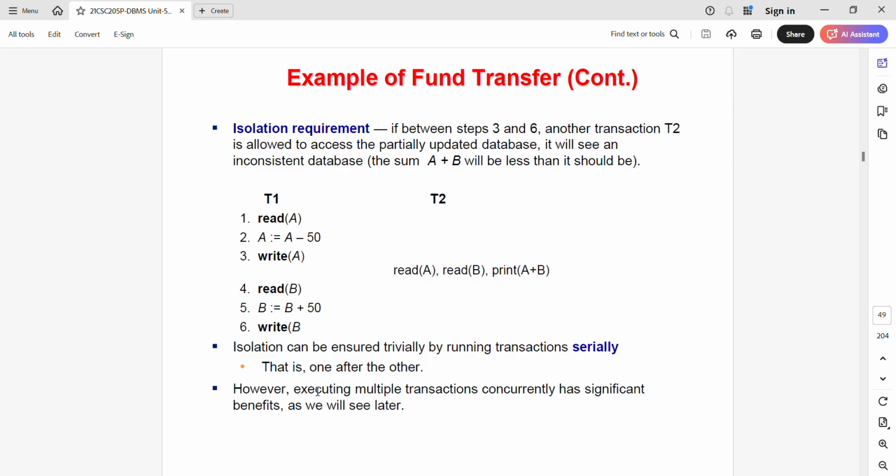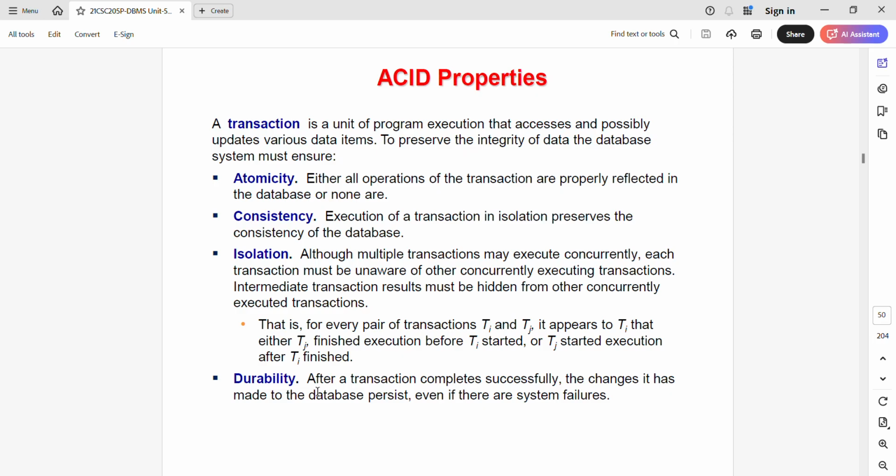This is actually the requirement of isolation. These are the ACID properties. ACID means A denotes atomicity, C denotes consistency, I denotes isolation, and D denotes durability.